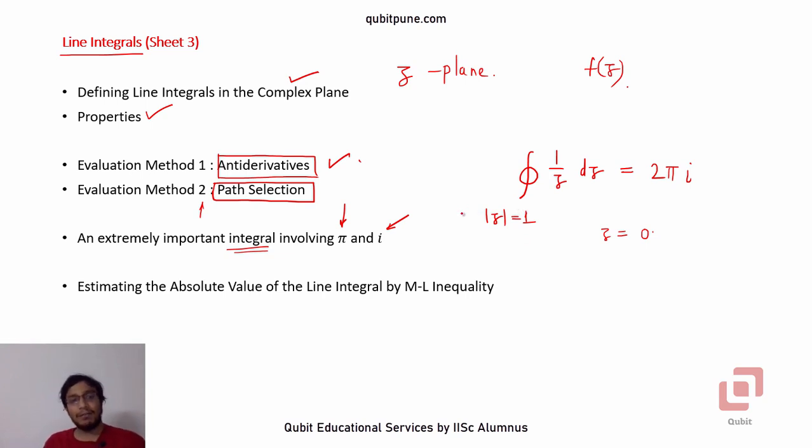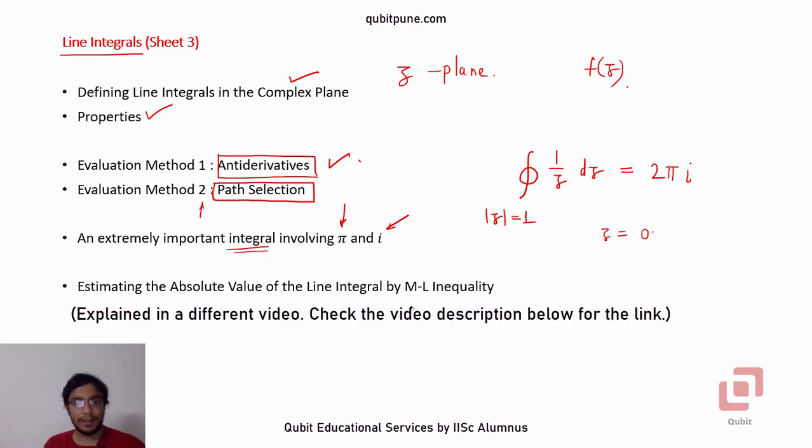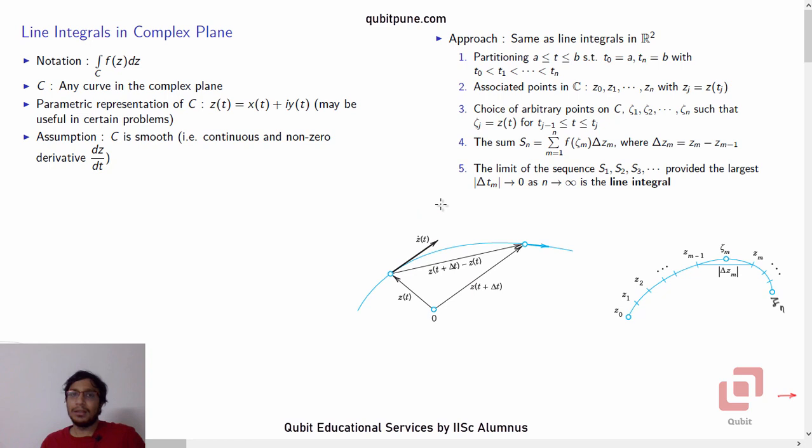After that we are going to see an inequality which is more commonly known as the ML inequality, to estimate the upper bound on the absolute value of the line integrals. We know that we cannot compare one complex number with another complex number, but we can definitely compare the absolute values. This inequality may come in handy in checking whether your answer is correct. So we are going to start learning line integrals defined in the complex plane.